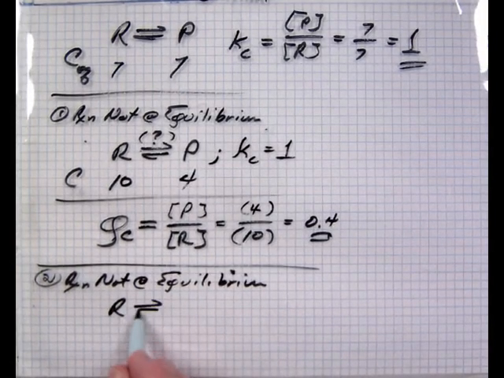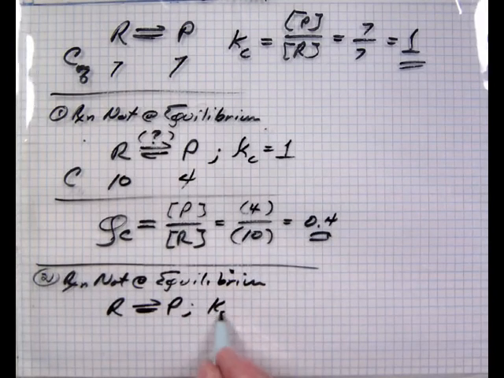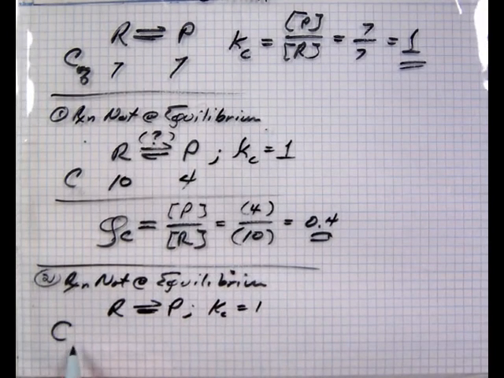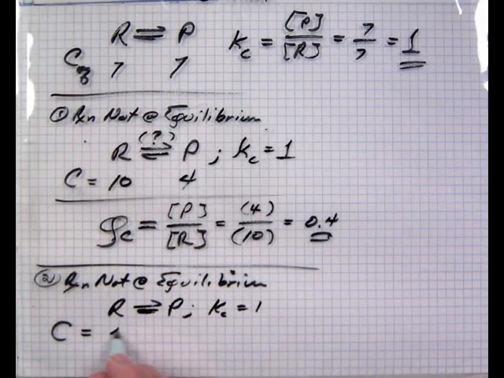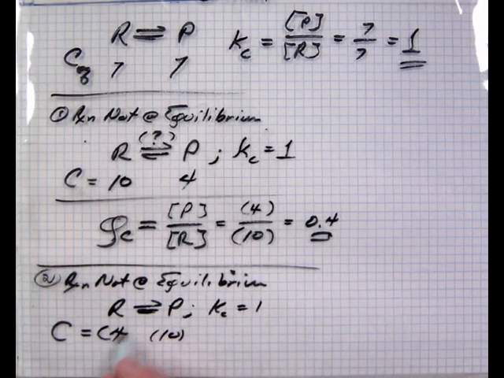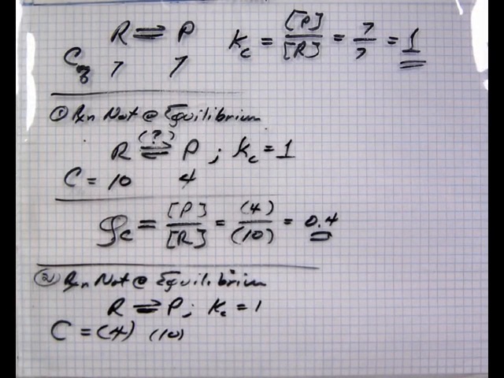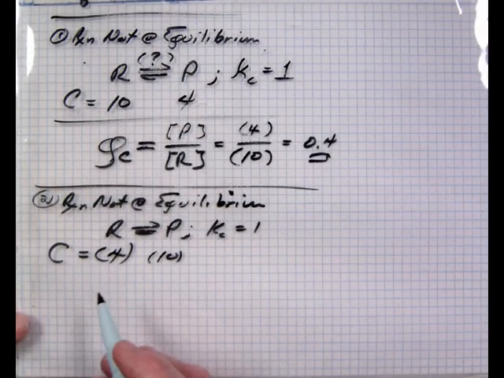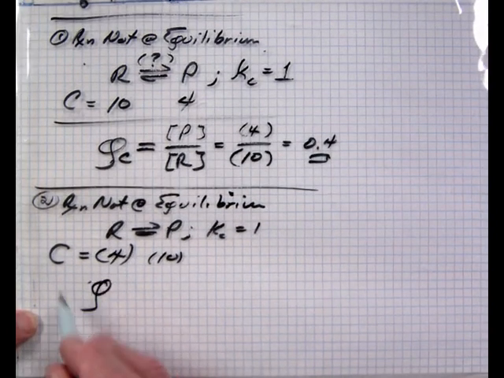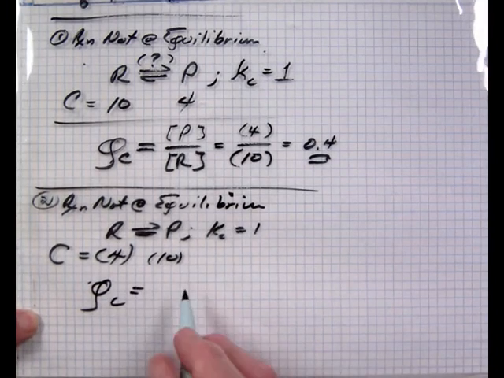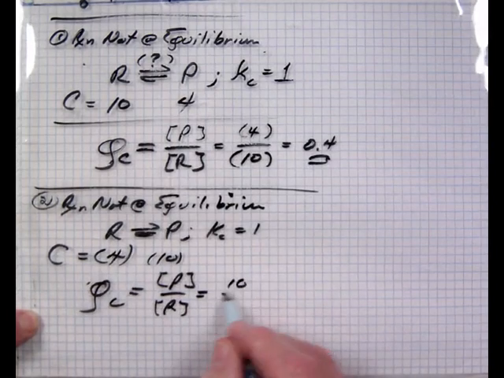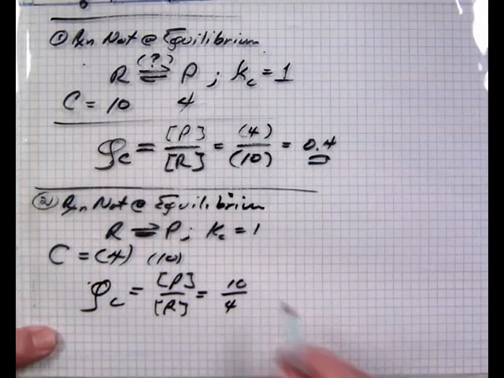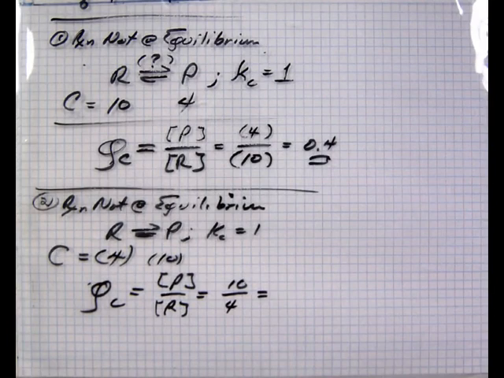Here again we have reactants and products, and the Kc value is 1. This is the not-equilibrium issue. We'll reverse that, 4 and 10. Let's just say you got more products than reactants this time. So your QC expression for this scenario is still products over reactants. In this case, 10 over 4, which is 2.5.